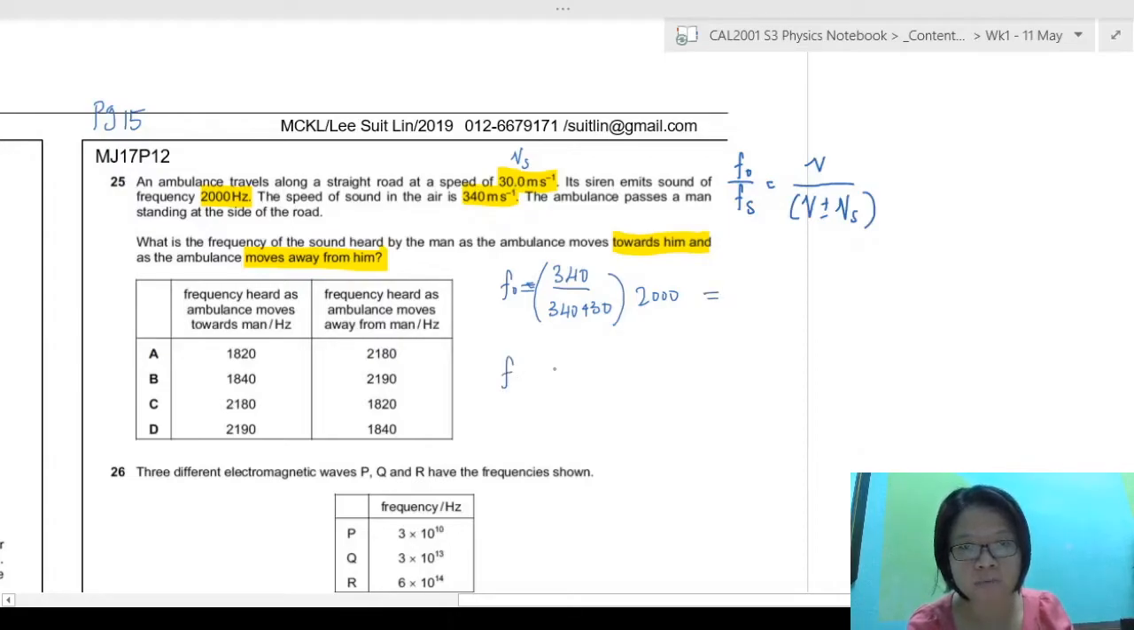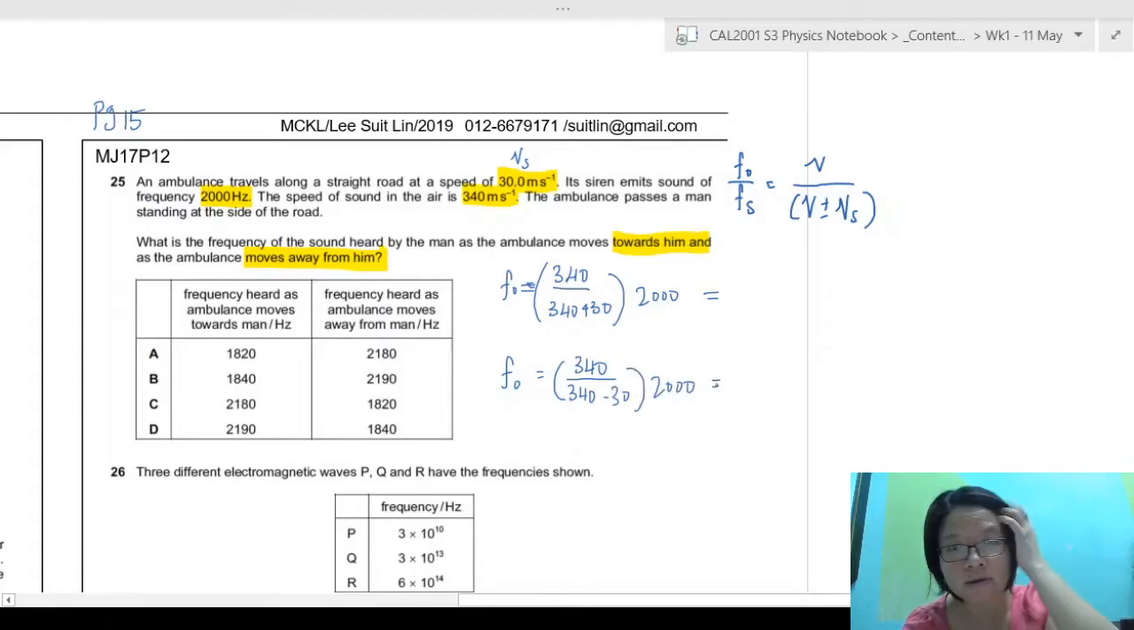Okay, we're going to repeat again. Right now, the bottom part would be negative because they are moving away from each other. So this part here is minus 30, and this is 2000. And pressing the calculator a bit. So while we wait for my friend to press the calculator and write the answer, generally, the V plus or V minus Vs is the relative speed.